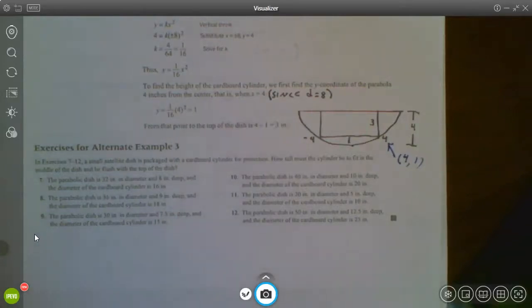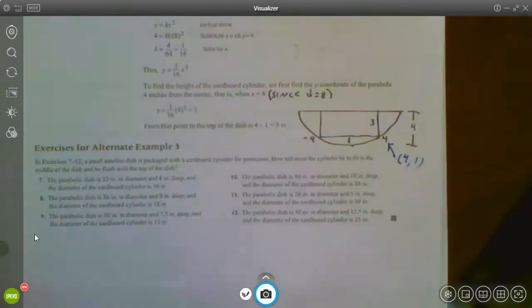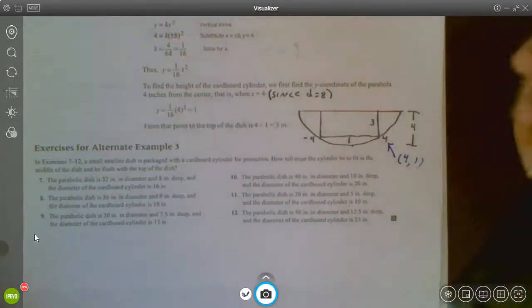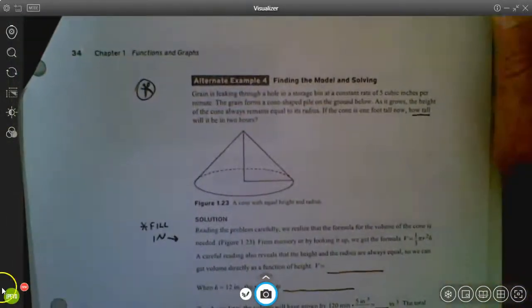So I wanted you guys to see how you could take advantage of your basic knowledge of a parabola or quadratic, as well as fitting something into a coordinate plane in order to work with the numbers that they're giving us. So let me flip over to our very last page.